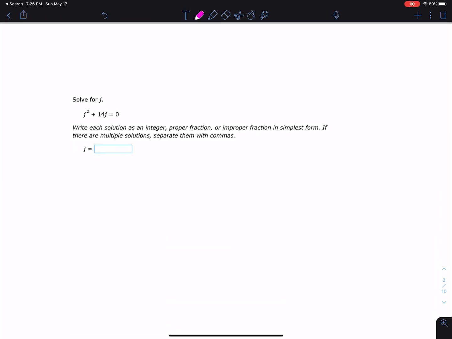Maybe you're ready to pause it and try it on your own, and push play when you're ready. All right, guys, so I need to factor this. Let me just rewrite it: j squared plus 14j equals 0. First of all, everything needs to be on one side. So it should always equal 0, okay? If it doesn't equal 0, make it equal 0.